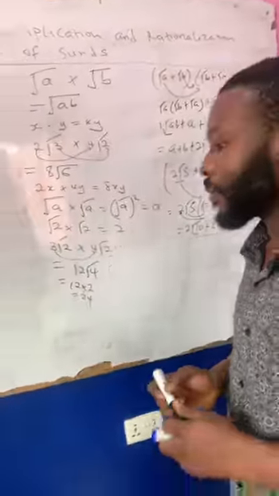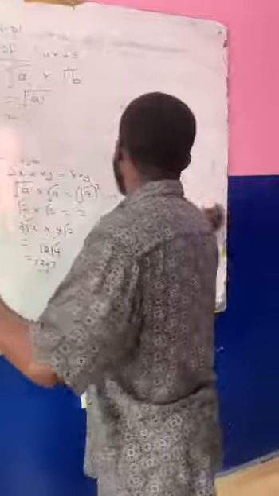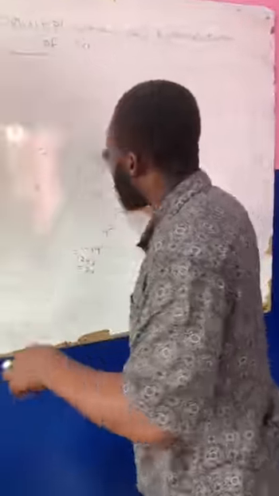Now another form of radicals is what we call the conjugate surd.